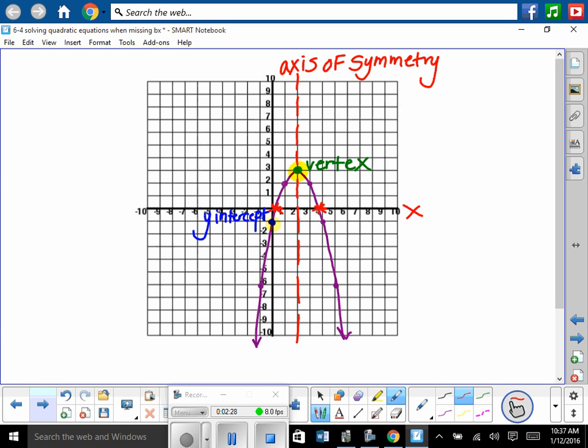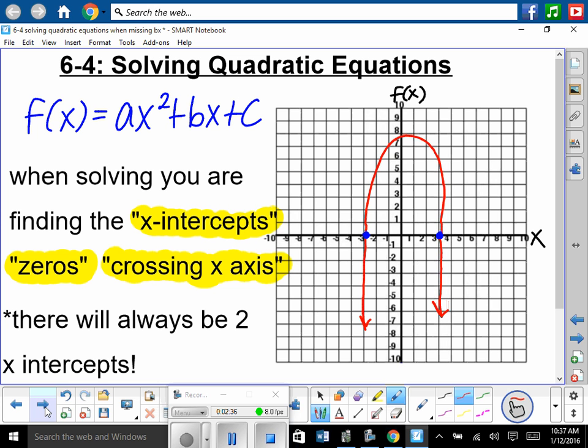We're solving the quadratic equation. So if I say solve, you're actually finding the two values where it crosses the x-axis. A couple things to note. Those are x-intercepts, and they can also be called zeros. These are the zeros of the quadratic. If I say find the zeros, you're simply finding where it crosses the x-axis. If I say find the x-intercepts, same thing. And if I say solve the quadratic, you're finding where it crosses the x-axis. You're finding the zeros.